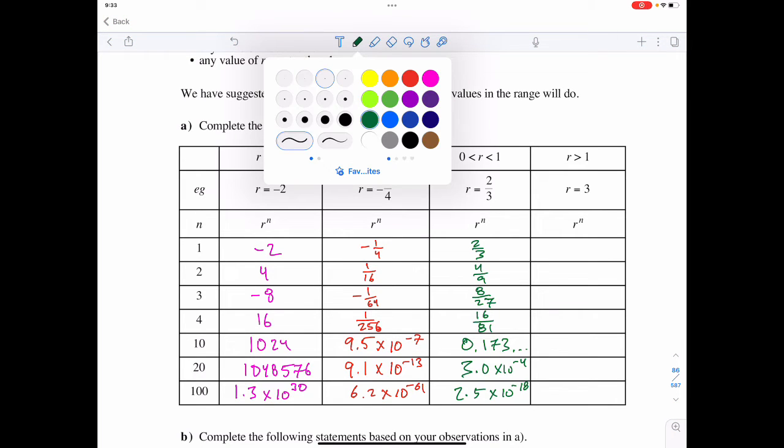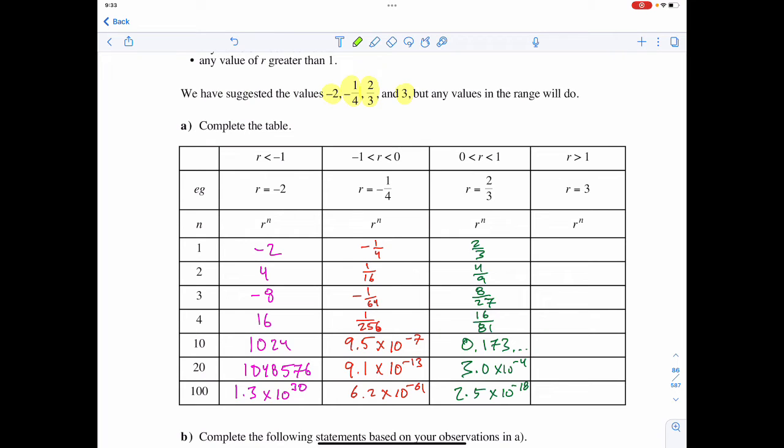Last but not least, what if we did the number 3? To the power of 1 is 3, power of 2 it's 9, power of 3 it's 27, power of 4 is 81, power of 10 it's 59,049, power of 20 it's 3.5 times 10 to the power of 9, and to the power of 100 it's 5.2 times 10 to the 47.